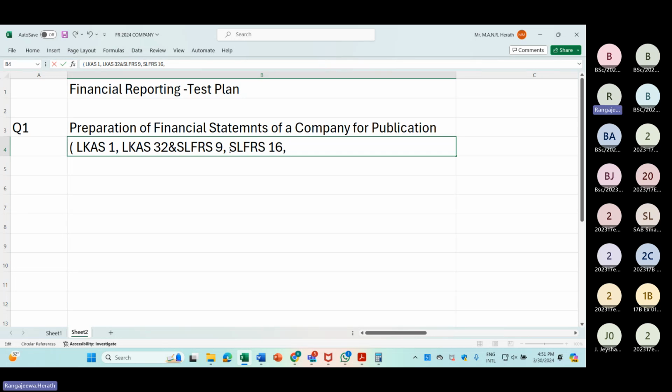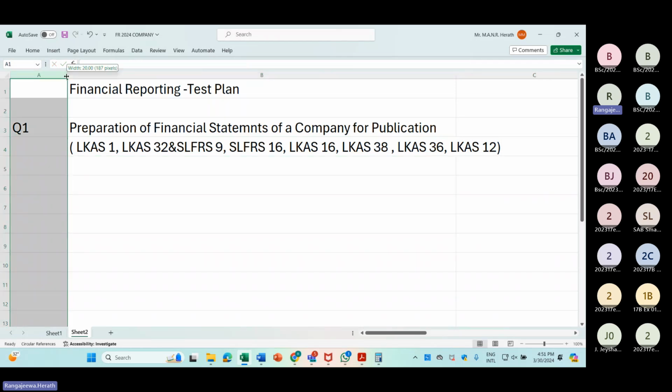and you will be tested LKS 16 PPE, and LKS 38 intangible assets, LKS 36 impairment, and the income tax adjustment relating to LKS 12. Not the deferred tax, that will be tested separately, but the basic income tax adjustment that also comes from LKS 12.